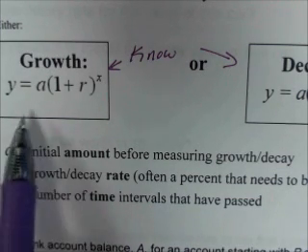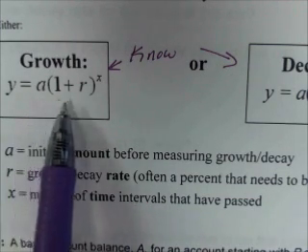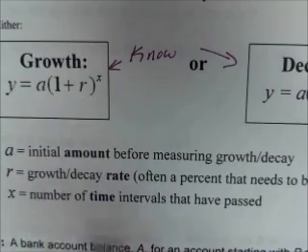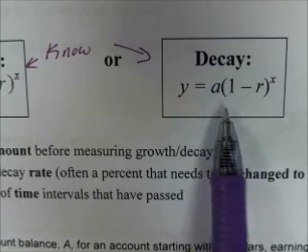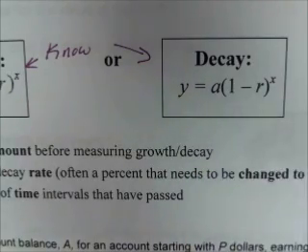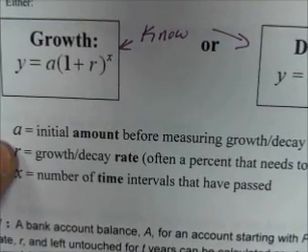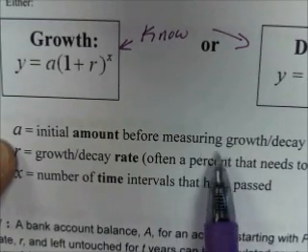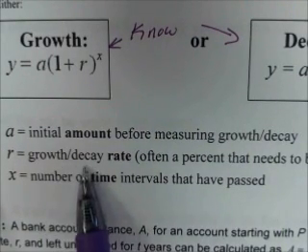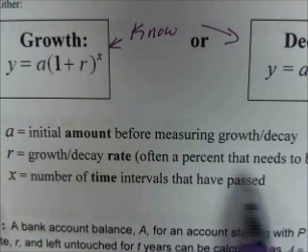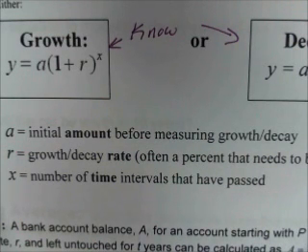Two more things to memorize. For growth, y equals a times parentheses 1 plus r to the x. For decay, instead of a plus, it's a minus. Y equals a times 1 minus r to the x, where a is the initial amount before measuring the growth or decay. r is the growth or decay rate. Often it's a percent that needs to be changed to a decimal. And x is the number of time intervals that have passed. So looking at a few examples here.